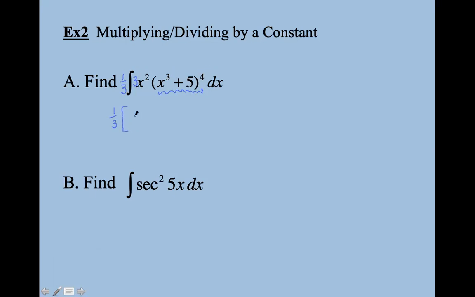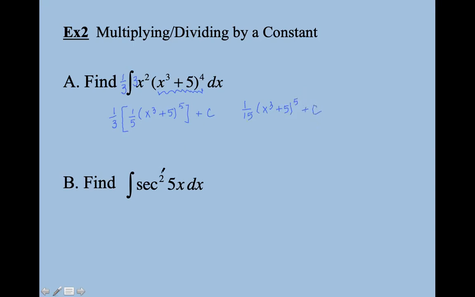General power rule: I need a 1/5 times whatever it is that I'm taking the antiderivative of. 4 plus 1 is 5. And again, 5 times a 5th is 1. Reduce this power by 1 and we'd be at 4, plus c. And then we're going to just clean that up. 1/3 times 1/5 is 1/15, times x cubed plus 5 to the 5th power, plus c.